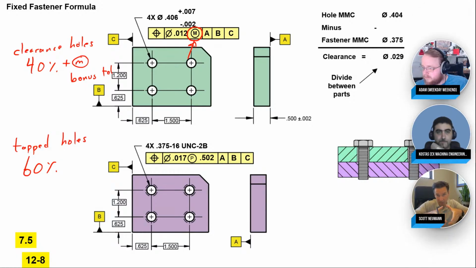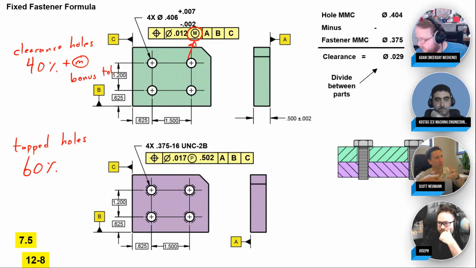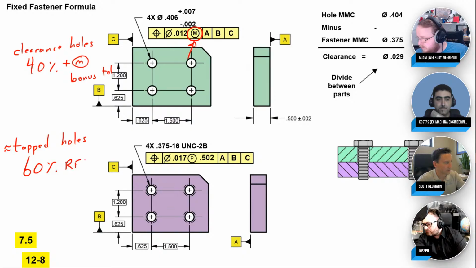But the MMC modifier says if you make the hole bigger, you create more room, you create more clearance. And so we could use that as additional position tolerance. So it's the 40% plus the bonus tolerance you get from the MMC modifier is going to be about equal to 60% when you keep it regardless of the feature size. So that's the reason why. It's hard to come up with that because we didn't really go over the MMC modifier very much, but basically what it says is at a 404 size, that's your MMC size, you get your position tolerance of 12 thou.